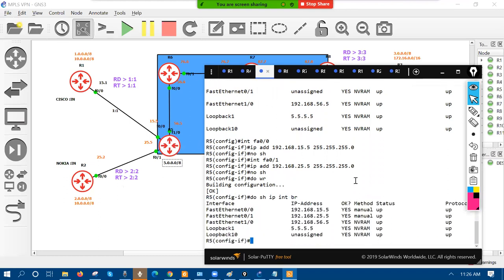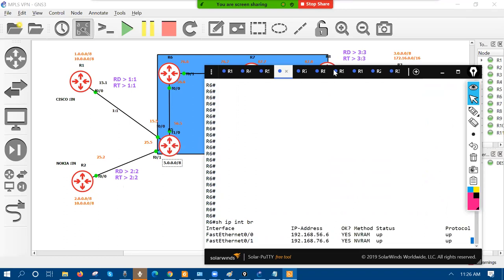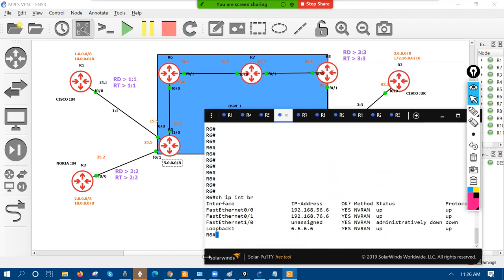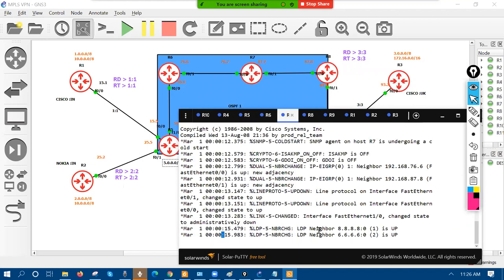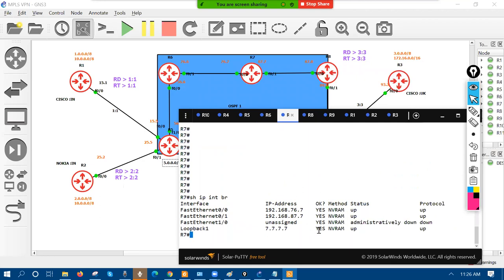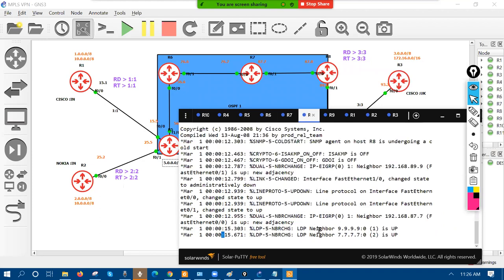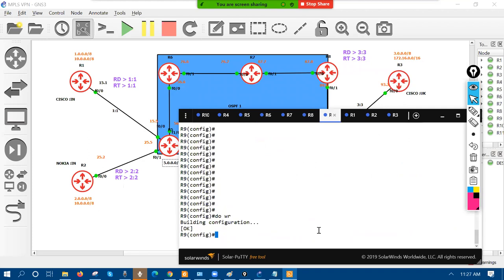Questions? No. Perfect, right? R6. Show IP interface brief. Any questions on R6? 56.6, 76.6, and we have a loopback. All done. R7. R8. All good. And we have our R9.